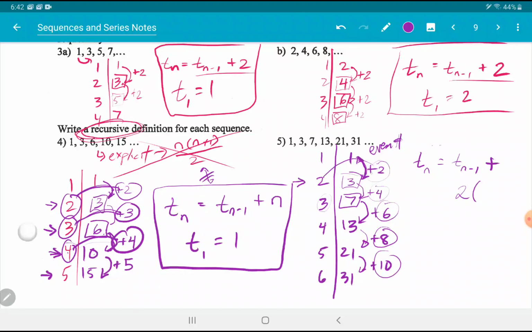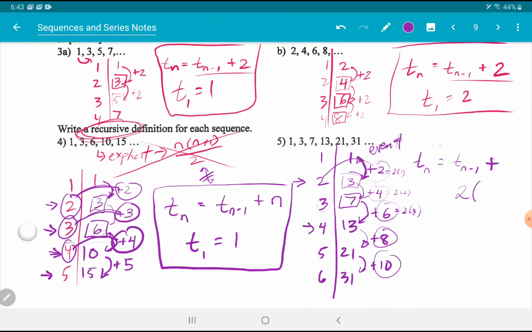2 times what? Well, that would be 2 times 1, right? This is the same as 2 times 1. Okay, this right here, if I don't know this term, I take my previous term and add 4. How do I get to 4? Well, this is the same thing as 2 times 2, right? Then how do I get to this term? I need to take my previous term and add 6, which is 2 times 3.